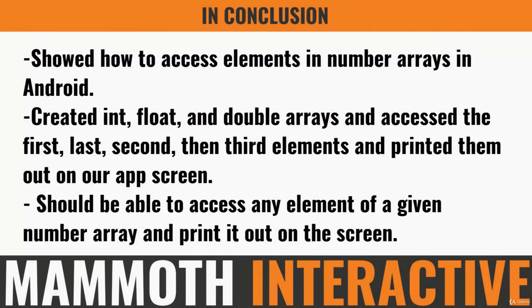In this part of our tutorial, I showed you how to access elements in number arrays in Android. So these were arrays of either ints, floats, or doubles. We created one of each, and then accessed various elements within those arrays and had them print out on our app screen. So by now, you should be able to access any element of a given number array and print it out on the screen. Just some things to remember. You access the element by calling the array name and then the index of the element you want. And also indexes start at 0 and end at 1 less than the size of the array, whereas array elements themselves start at 1 and end at the size of the array.